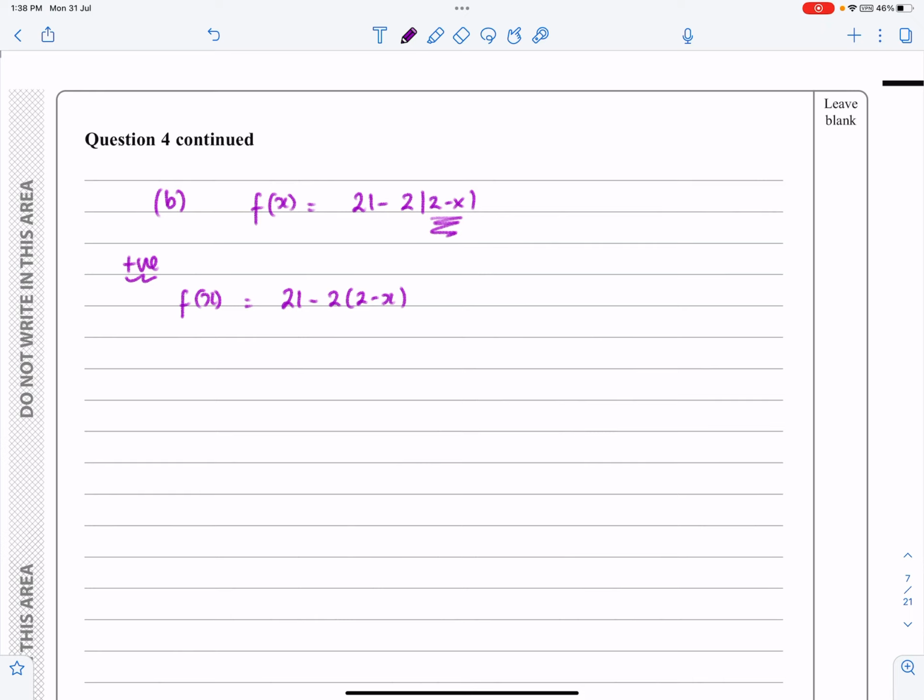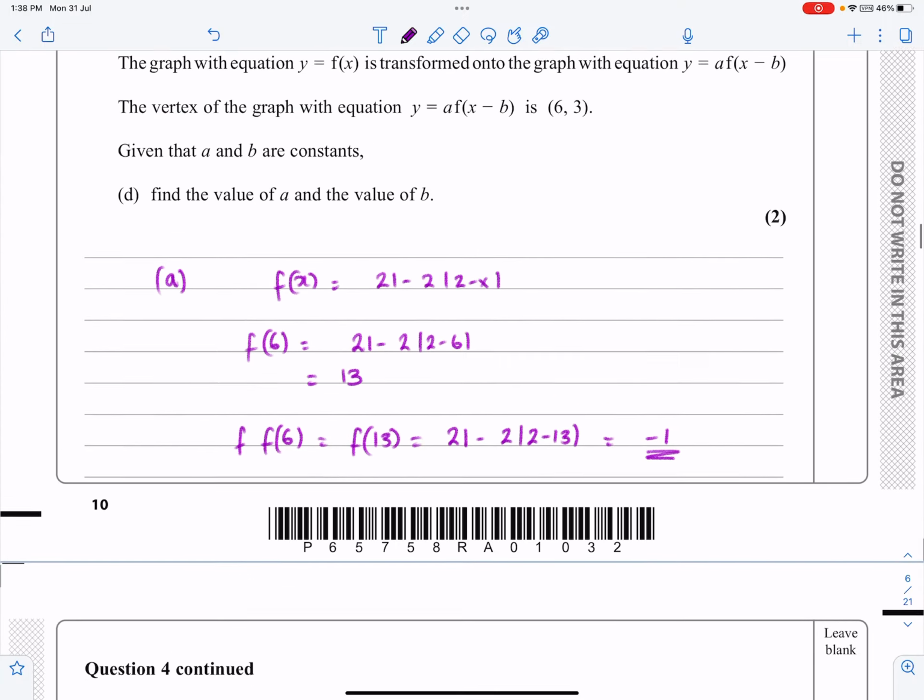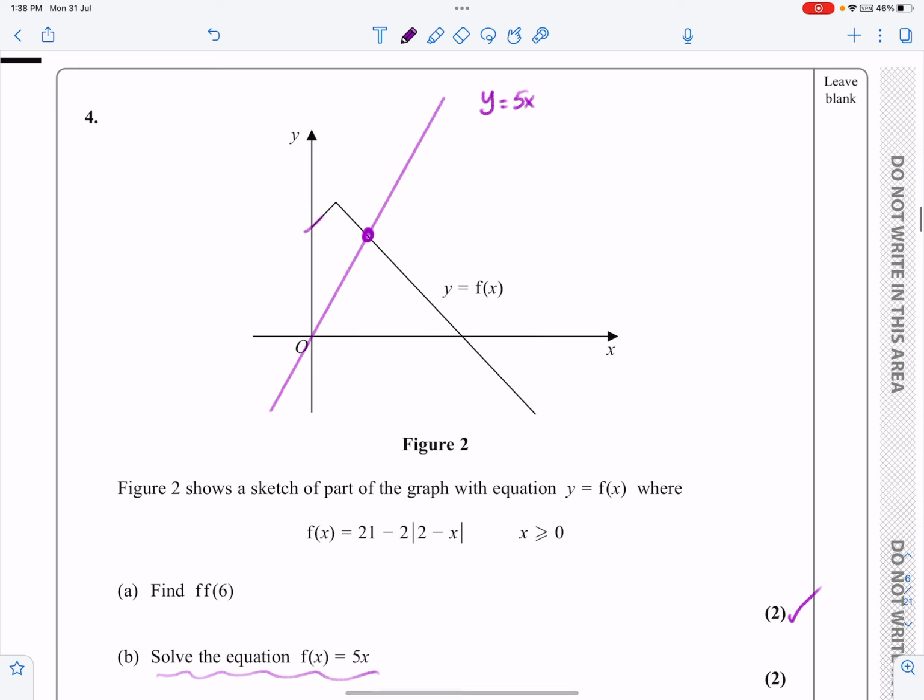So if we work that out, that's going to be 21 minus 4 plus 2x. That's going to be 2x plus 17. The graph y equals 2x plus 17 is this graph here. And what that tells me, which I will use later, so I'll put it in now, is that the value there is 17 and it's a positive gradient.